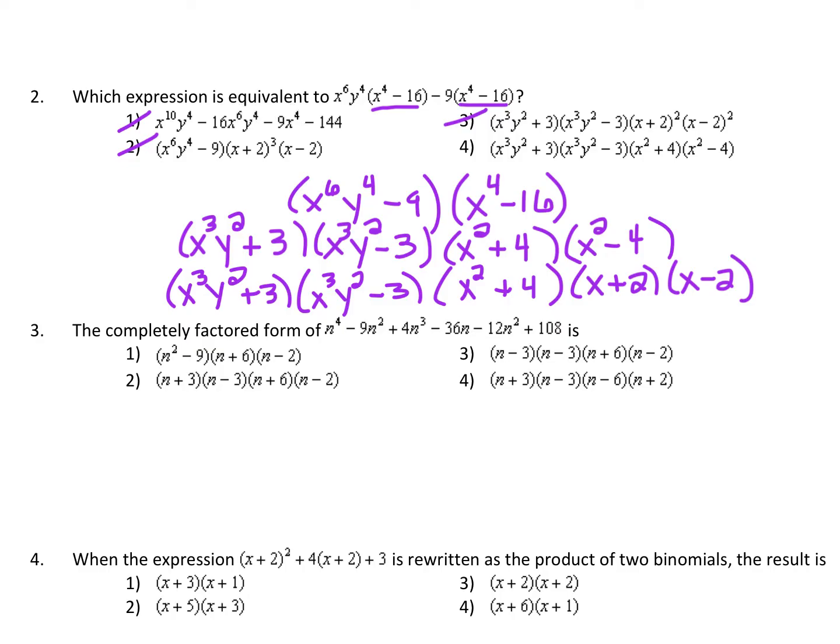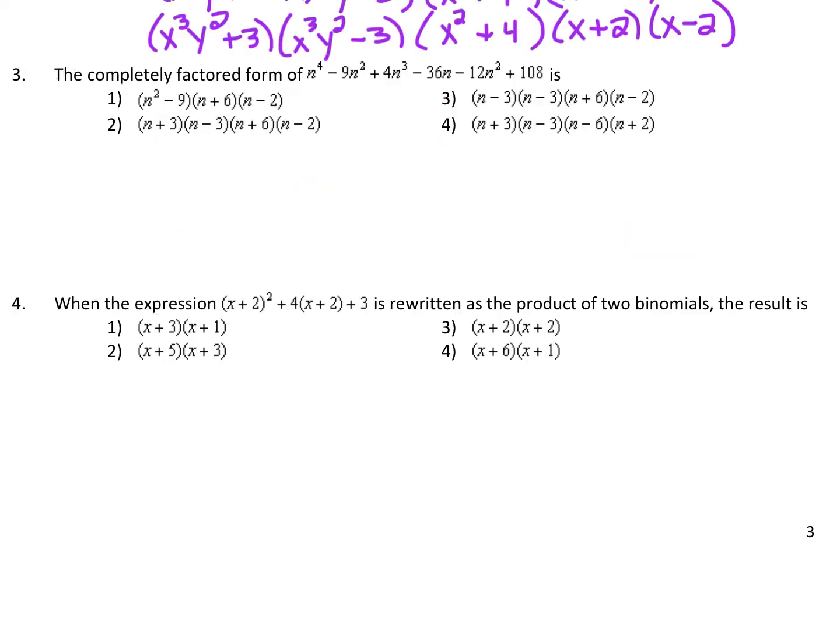So choice 4 is our answer. All right, so if we take a look at number 3, now number 3 starts us off with 6 terms. And when you start off with 6 terms, don't try to combine the like terms or rearrange them. What you want to do is factor by grouping.